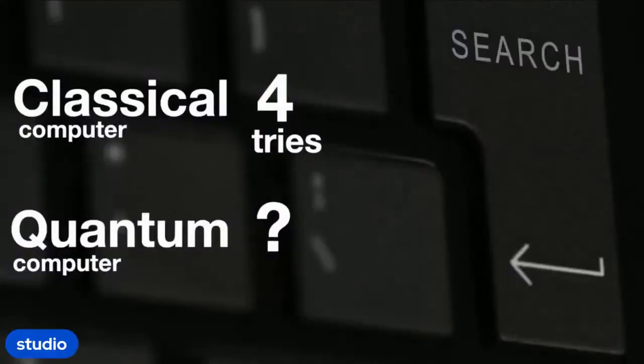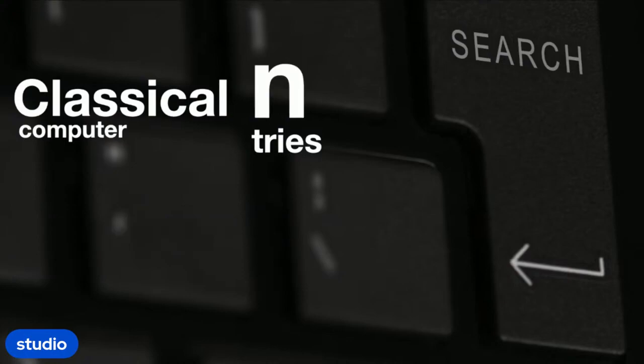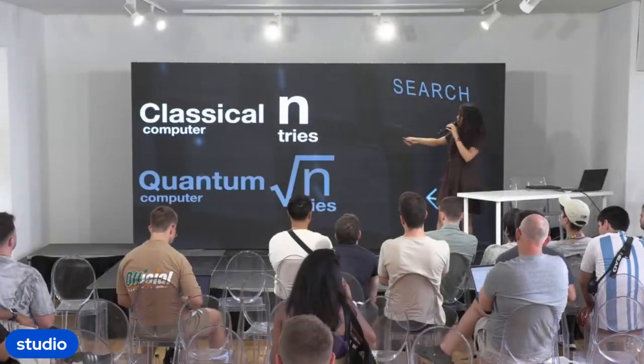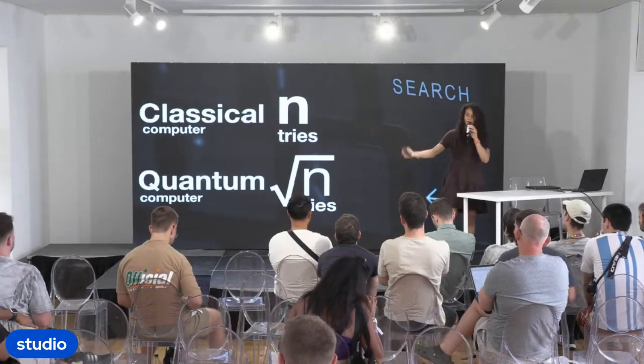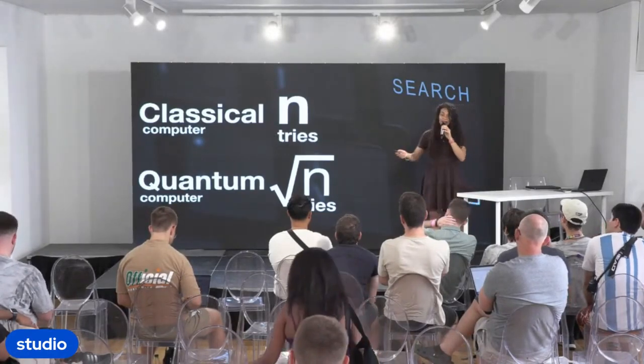because there are 4 balls. But on a quantum computer, can anyone guess how long they think it would take? Yeah? 1, yes, you're right. It would just take 1 try on a quantum computer. And in fact, we can generalize it. On a classical computer, it would take n tries. On a quantum computer, it can take up to square root of n tries. And so this can actually be applied to anything where you have to do some sort of unstructured search.